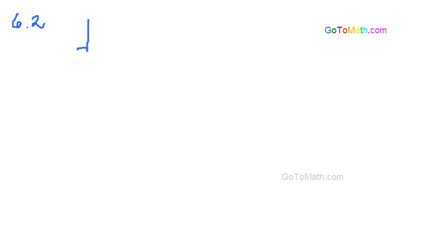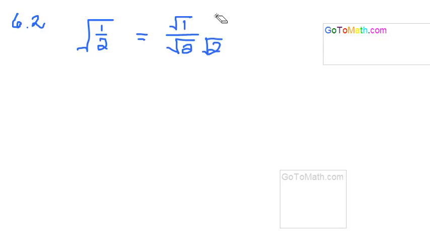So this time we're going to have the square root of 1 over 2. So the whole thing is encased in the radical. And what I'm going to do now is break this up. So we're going to have the square root of 1 over the square root of 2. And then of course we're going to multiply the denominator by the square root of 2 and the numerator by the square root of 2.